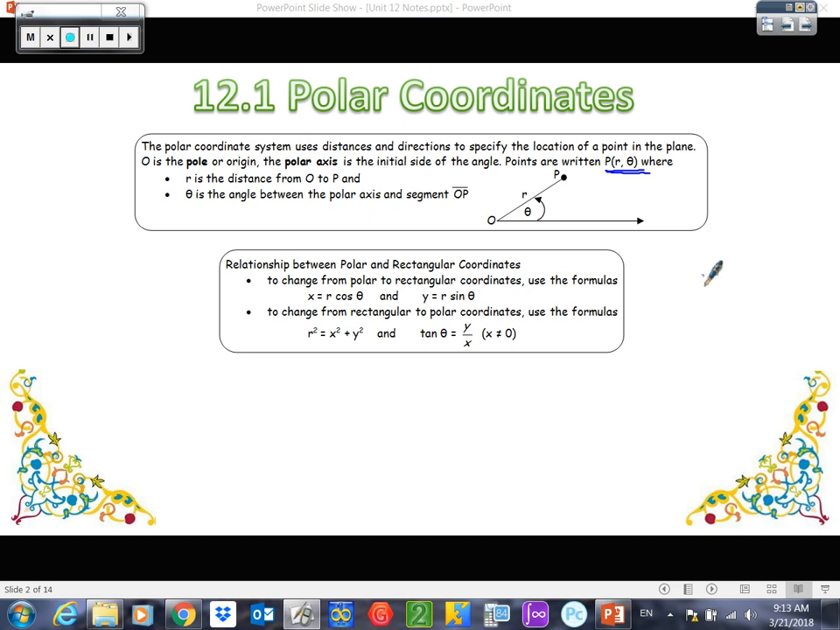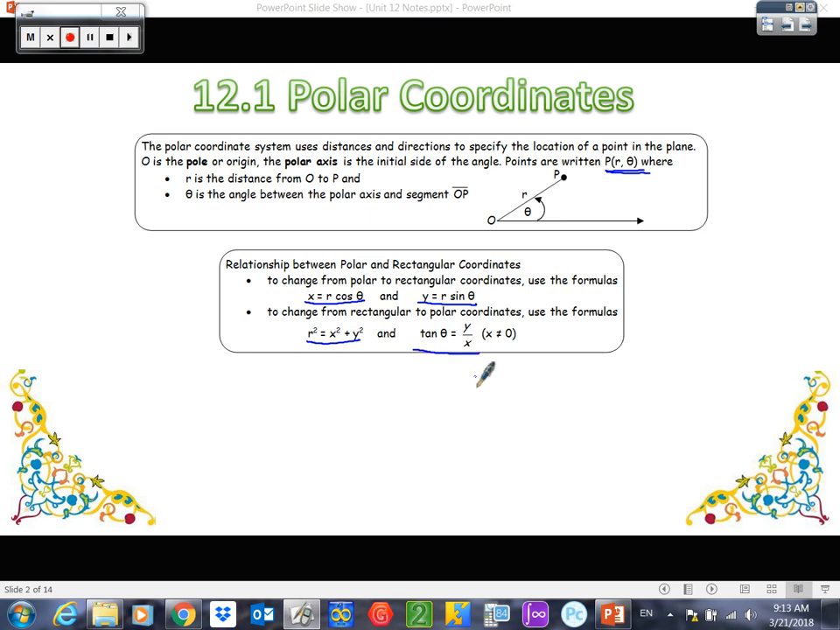In order to be able to switch back and forth between those two types of coordinate systems, the polar coordinate system and the Cartesian coordinate system, we have to have a way to do that, and so we do. We have formulas. There are 4 formulas that you'll have to memorize. Okay, these are our 4 formulas.